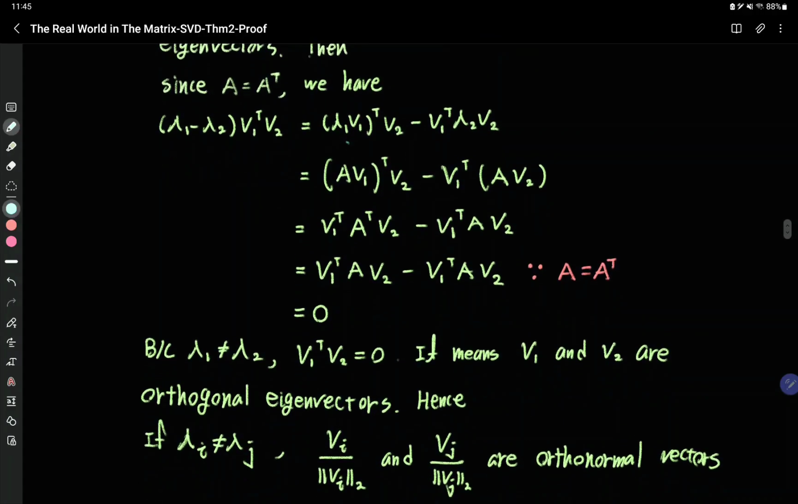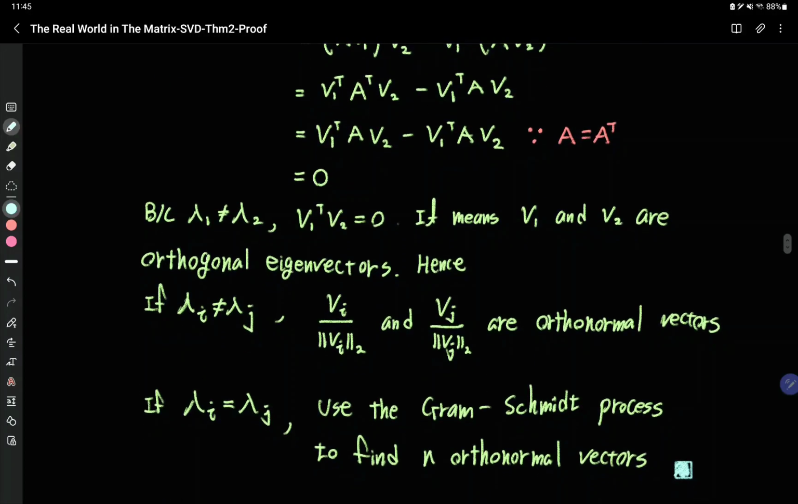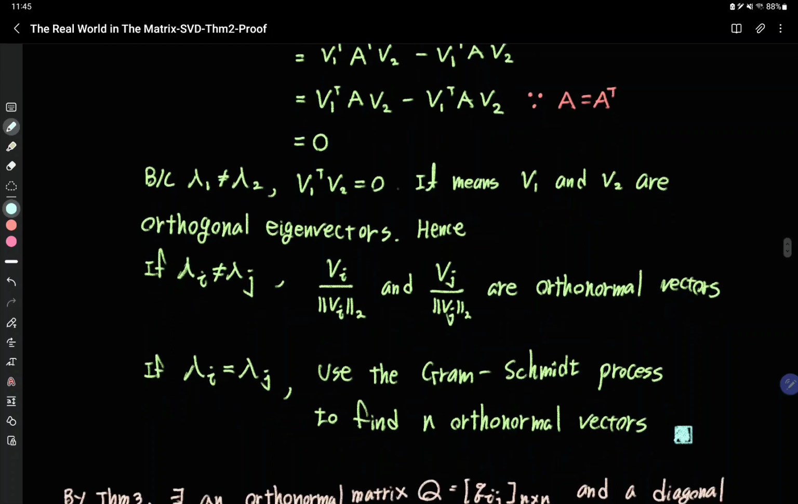Okay. So I told you, since lambda 1 is not equal to lambda 2, then v1 transpose v2 must be 0. So it means that v1 and v2 are orthogonal eigenvectors. So whenever we pick a pair of eigenvalues, lambda i and lambda j, then we can construct orthonormal eigenvectors, right? Dividing by its norm, its magnitude.